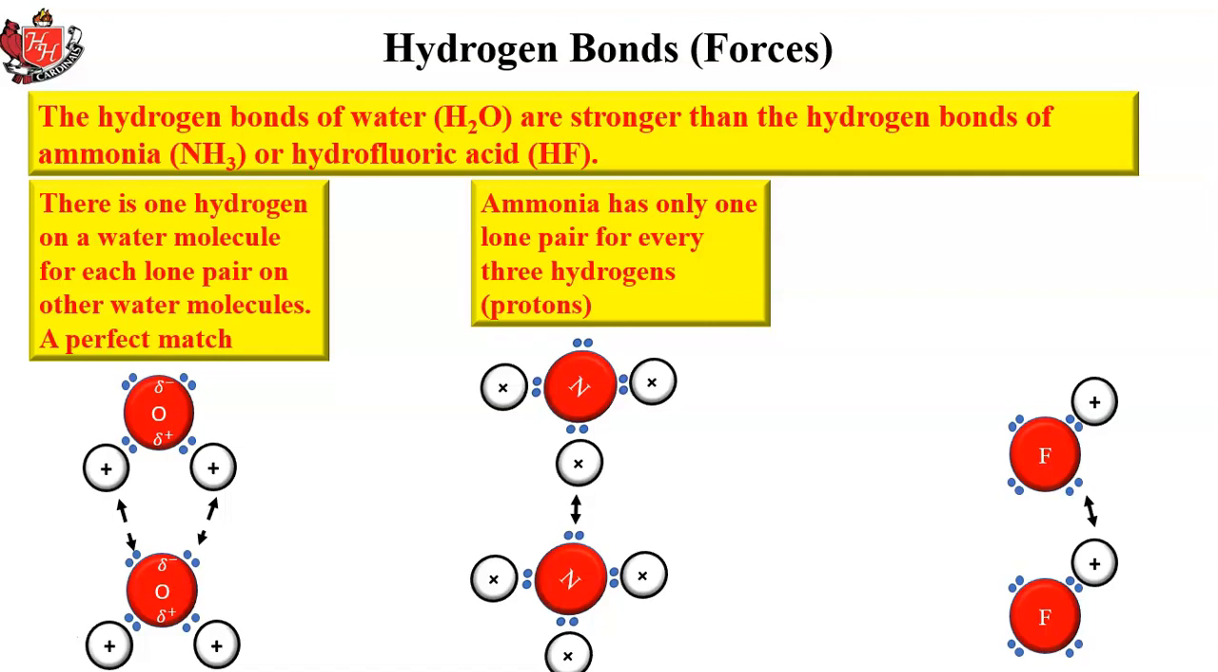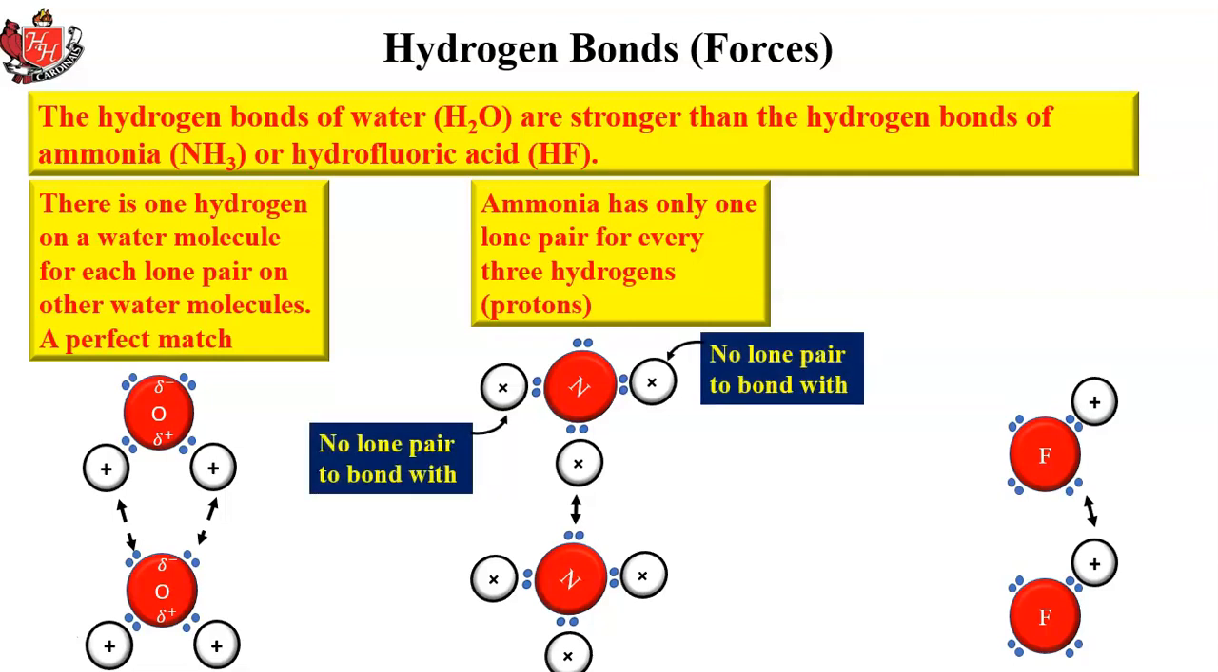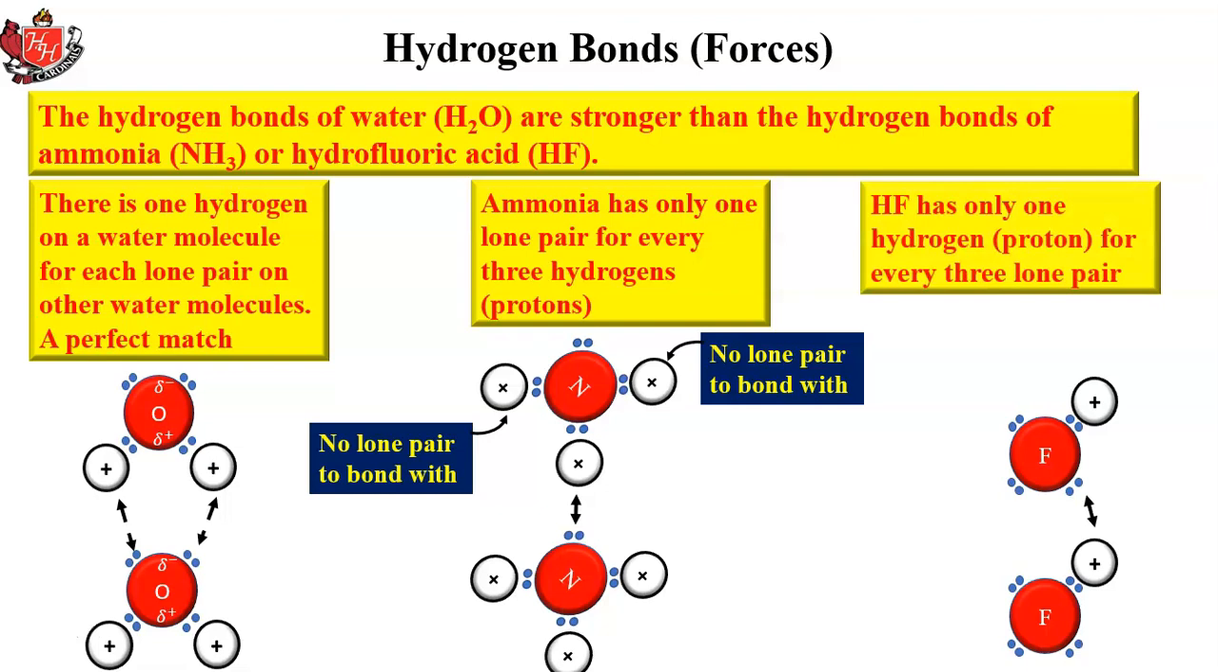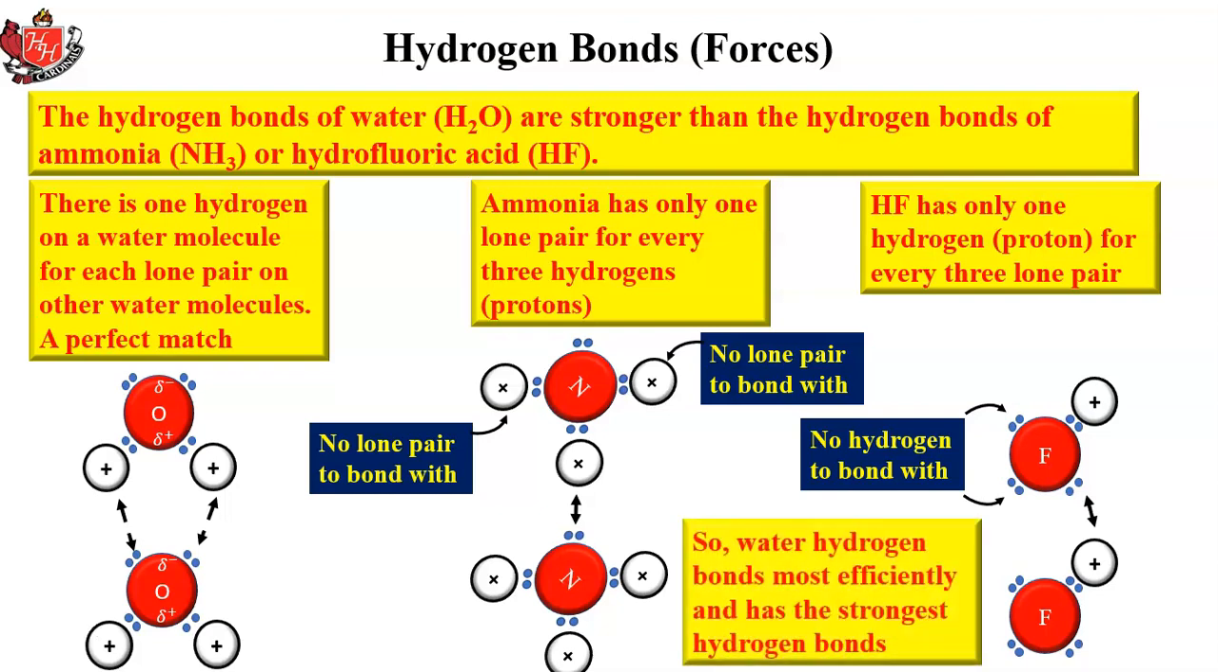And so it's like you had 3 times as many boys as girls at the dance, then a lot of the boys won't have a dance partner because there's just too many boys. And that's kind of what's going on here. So no lone pairs for those 2 to match up with. Finally, hydrofluoric acid has only 1 hydrogen proton for every 3 lone pairs. So that's the opposite situation. That's like you have 3 times as many girls as boys at the dance, so a lot of the girls won't have somebody to dance with. And there you see there's no hydrogen to bond with those 2 lone pairs right there, because each fluorine only has 1 hydrogen atom and 1 proton. So water hydrogen bonds most efficiently and has the strongest hydrogen bonds.